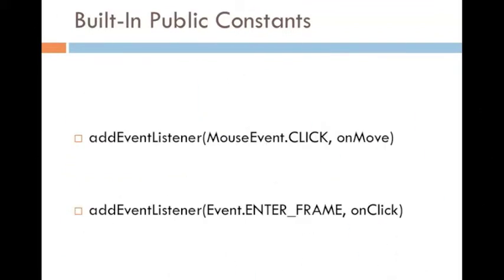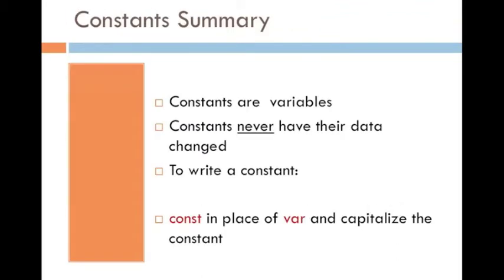We have some built-in public constants, and these add event listeners. You can see that click and enter frame are both constants. In summary, constants are variables. Constants never have their data changed, and to write a constant, we write const in place of var and capitalize the constant.